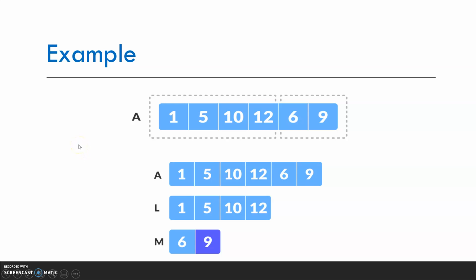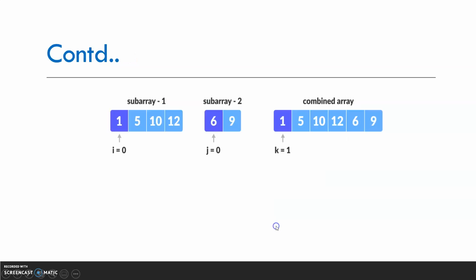So let's see the example. Suppose here we have an array A, then we divide this array into two halves. So let's say we are just dividing into two halves like L and M. So L is a subarray and M is the other subarray. So in the program, we will keep three indices to maintain the index of the two subarrays and the combined array. So there will be three index variables.